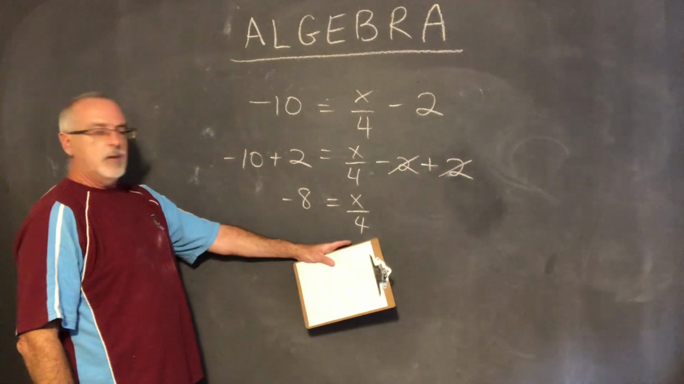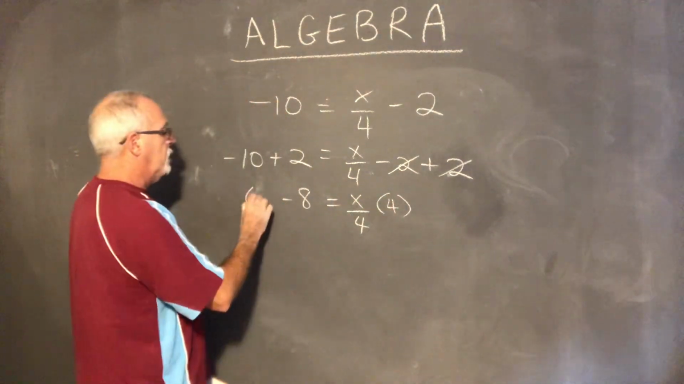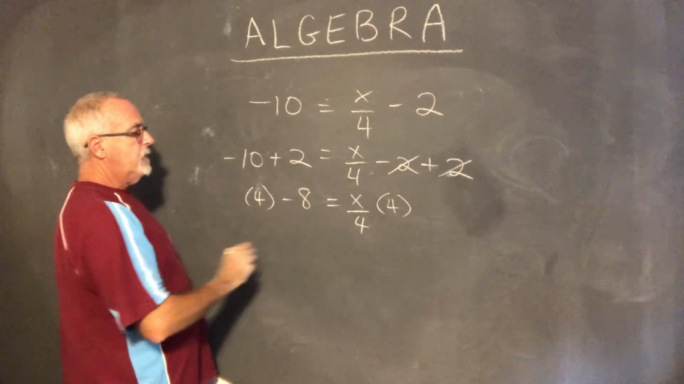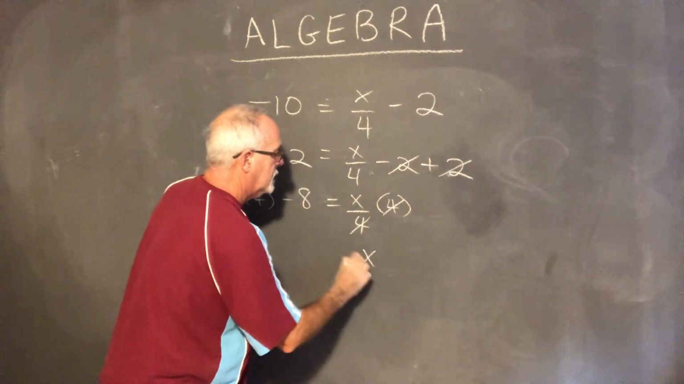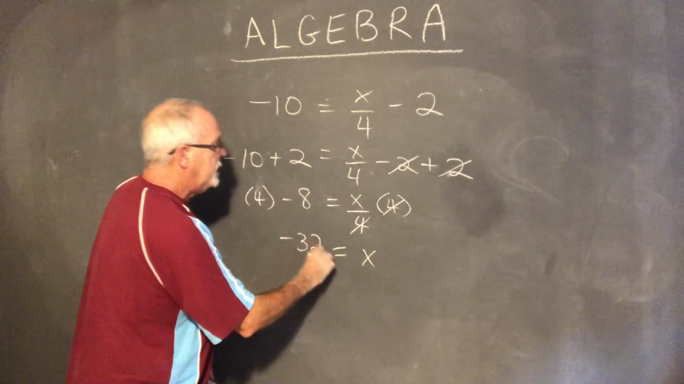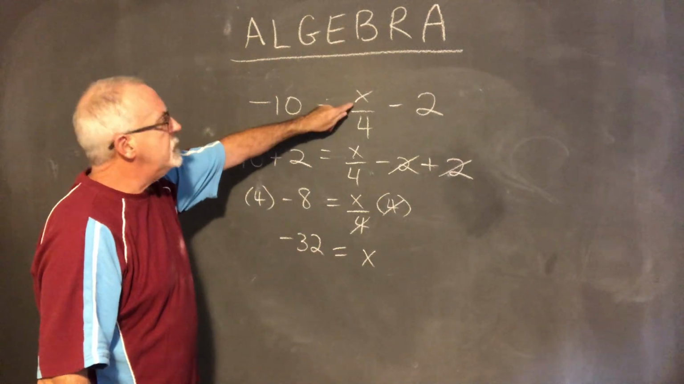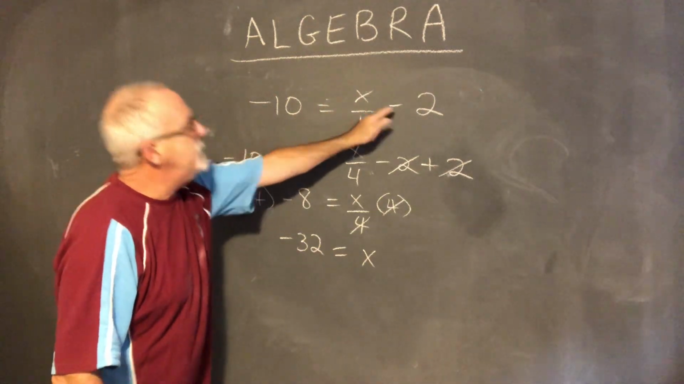I want to isolate my x, it's being divided by a 4, so I do the opposite, I multiply by a 4, but what I do on the right side I have to do on the left side. These cancel, x is equal to 4 times negative 8, which is negative 32. Does that verify? I won't write it out. Negative 32 divided by 4 is negative 8. Negative 8 minus 2 is equal to negative 10.